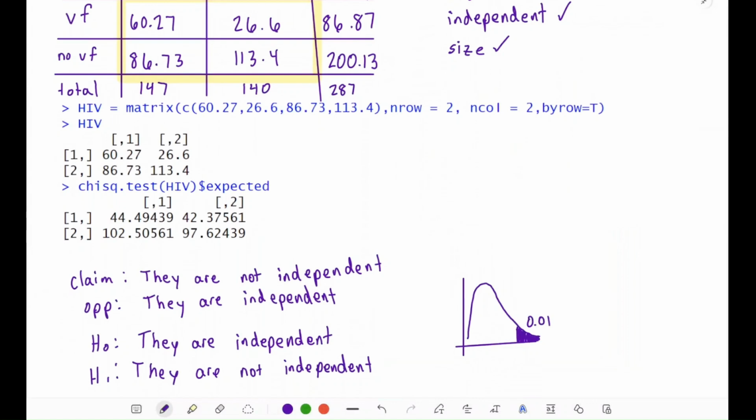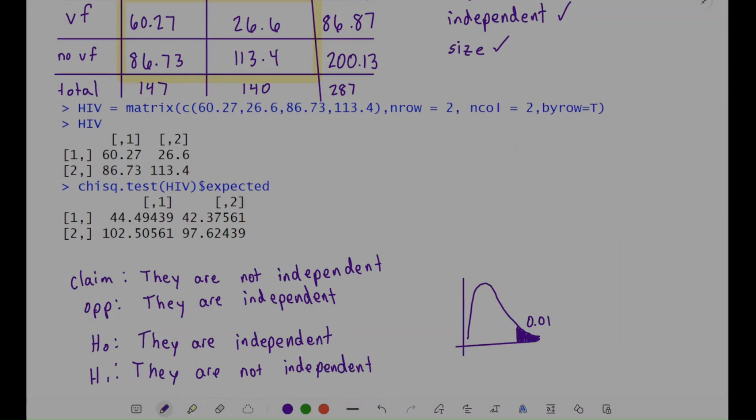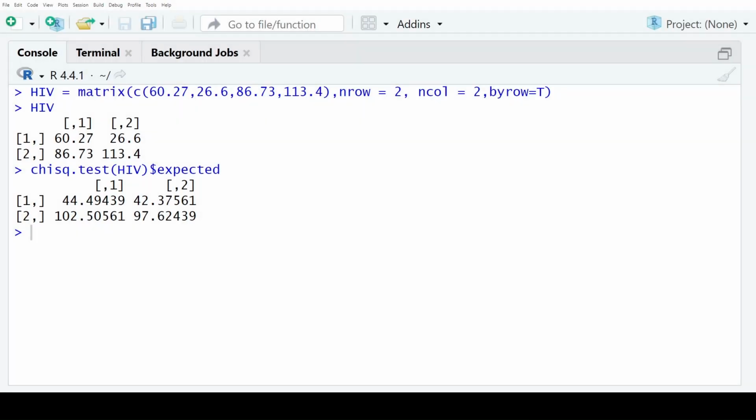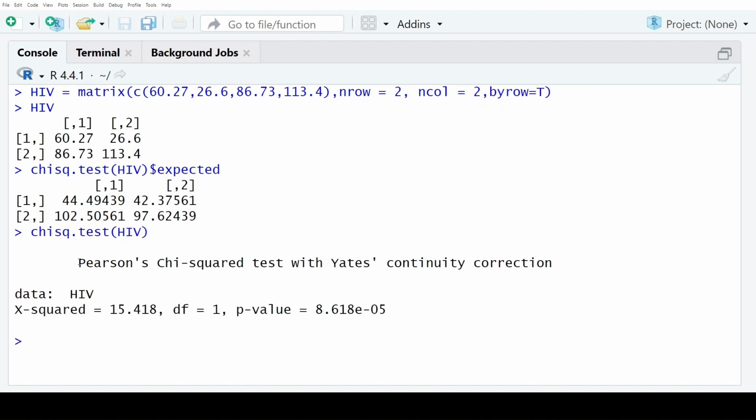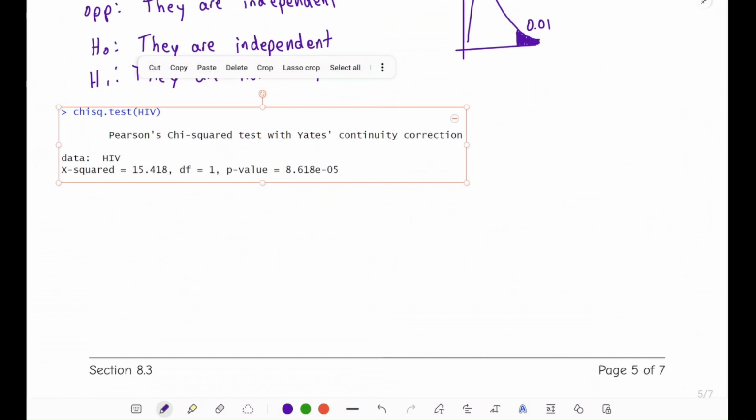So now I'm ready to calculate the test statistic. So I'm going to go back over to R. Chi-square dot test of HIV. And then there's our chi-squared value and our p-value. Go ahead and take a screenshot of that and then paste it over here. Now I'm back at the notes.